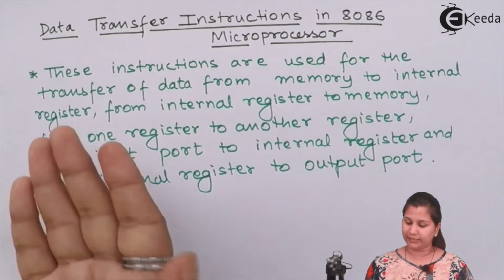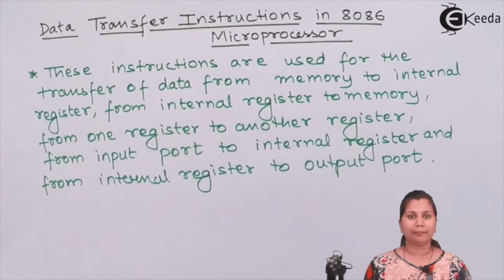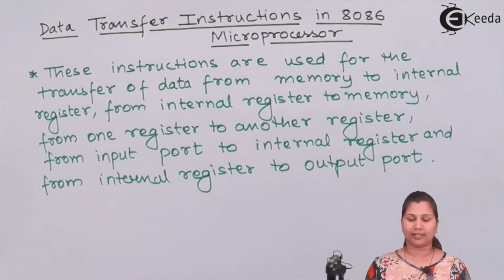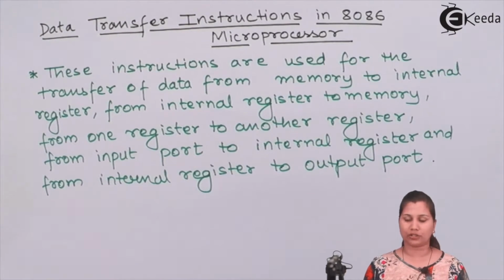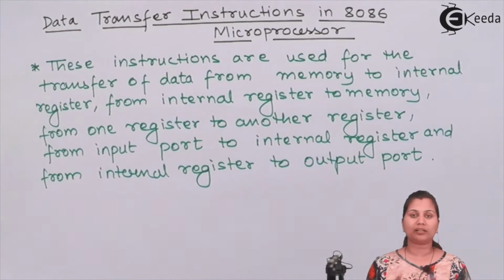The data transfer instructions are used for transfer of data from memory to the internal register, which means memory will be the source and internal register will be the destination. Also from the internal register to memory, in which case the internal register will be the source and memory will be the destination. Then from one register to another register, between registers also, we can use the data transfer instructions.